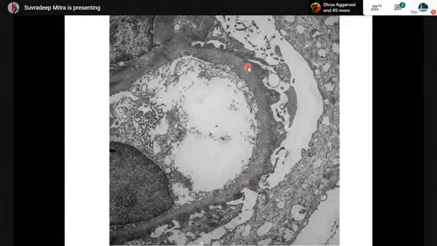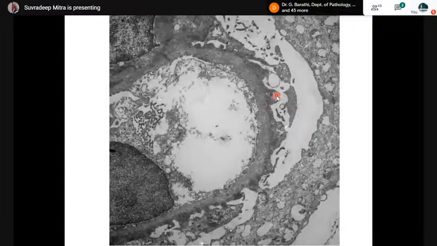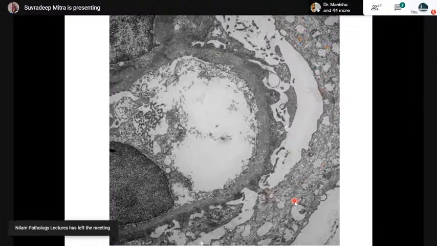And now also these are the foot processes. Can you understand the hip-like arrangement of these foot processes? Obviously this umbrella-like thing is the cell body of the visceral podocyte.